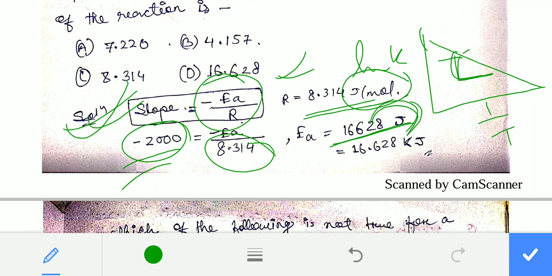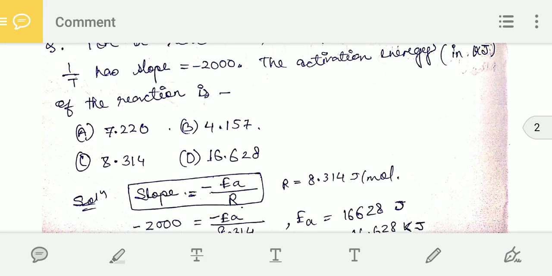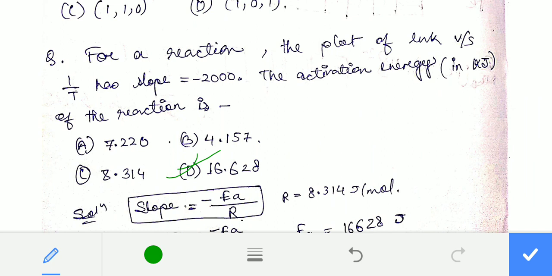The gas constant is always given as joule per mole. So when you convert it to kilojoule per mole, divide by 1000, and you will get 16.628 kilojoule. In the options we have 16.628 in option D. So for this question, option D will be the right option.